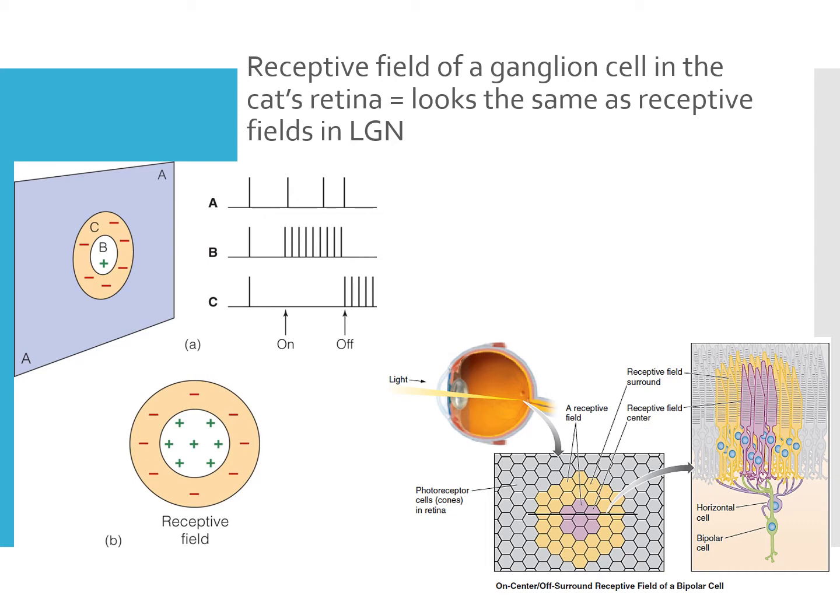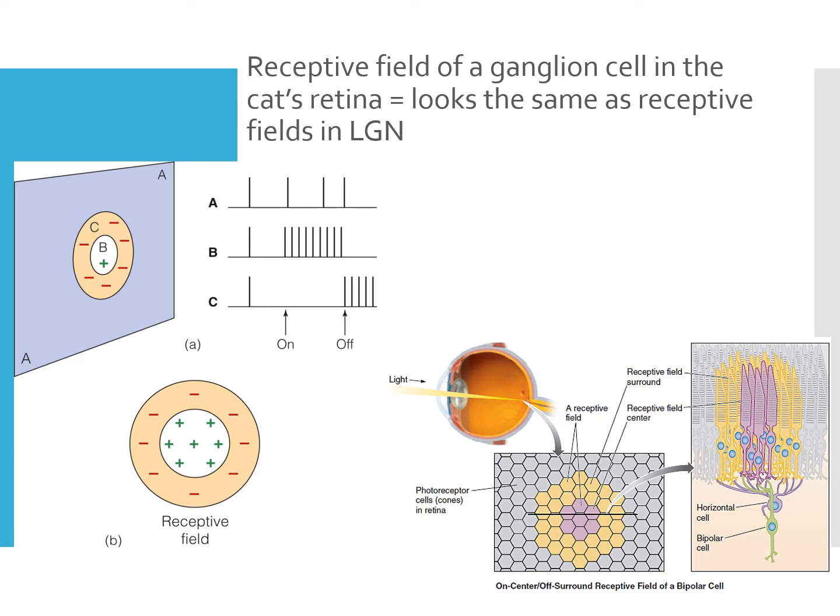Again, they're recording from a single fiber in the optic nerve, or a single retinal ganglion cell. If they shine the light somewhere in B, in that center that has a little plus in it, you can see in the graphs that when that light came on at B, the neuron started firing, and when the light went off, the neuron stopped firing. So that's an excitatory part of the receptive field.